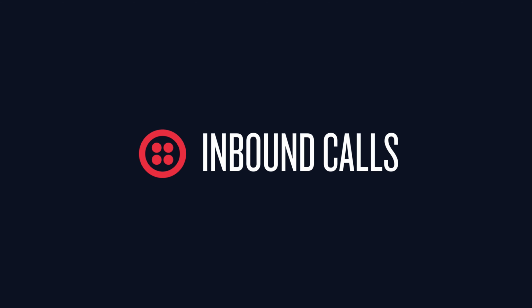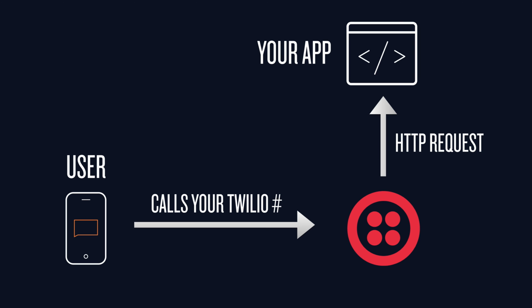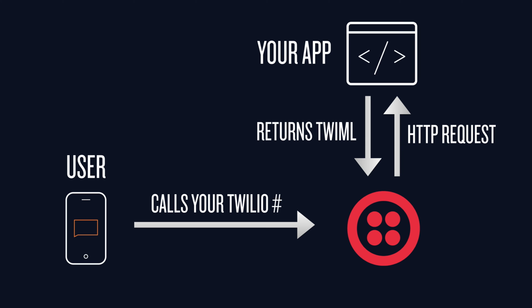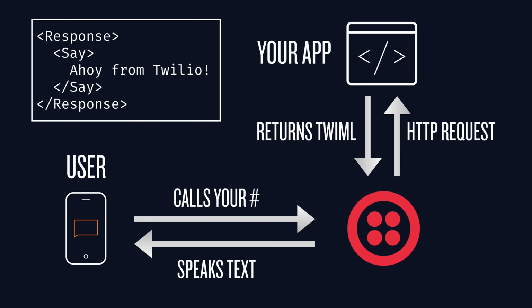Now let's talk about inbound calls. A user places a phone call to your Twilio number. Twilio makes an HTTP request to your app, which returns some TwiML. And if the TwiML looks like this, then Twilio speaks some text back to the user. Let's write the server code to make that happen.